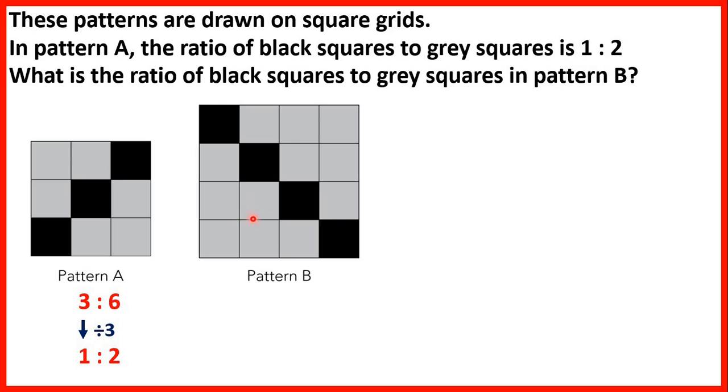Now we need the ratio for pattern B. Here we have 4 black squares and we have 12 grey squares. So the ratio is 4 to 12, but we can simplify this ratio because 4 and 12 are both in the 4 times table. So if we divide both numbers by 4, we get the ratio 1 to 3.